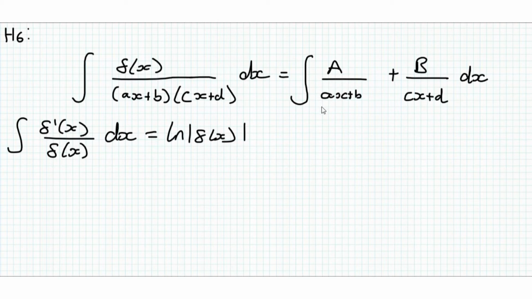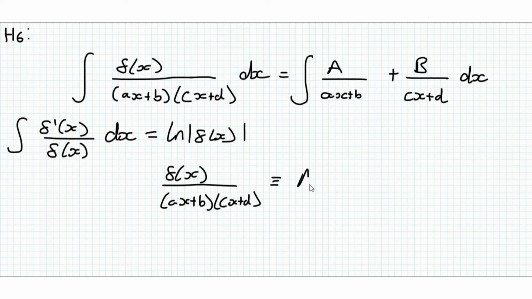Alright, so you can see how you get into that form, and the way you do this is you set the fraction over ax plus b and cx plus d identical to A over ax plus b plus B over cx plus d.